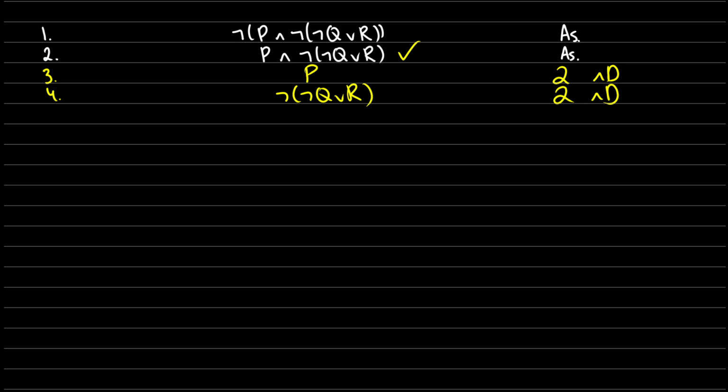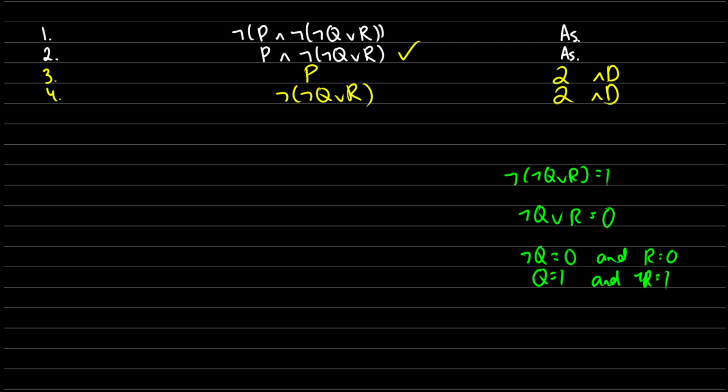Okay, so now I have to figure out, do I want to decompose line 1 or line 4 next? Well, I want to decompose line 4 for the same reason as above. And let's just walk through the reasoning here below. So I have not Q or R. So when is that one true? Well, that's true when not Q or R is false. And for that to be true, it has to be that not Q is false and R is false. This is just the same thing as saying that Q is true and not R is true.